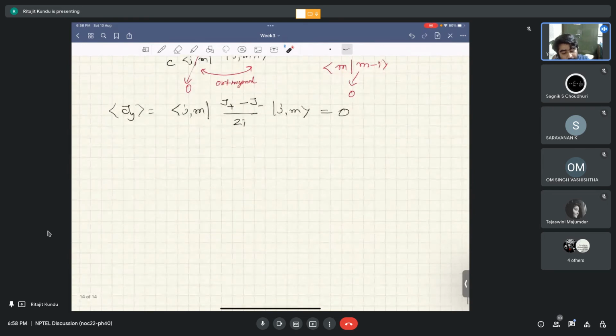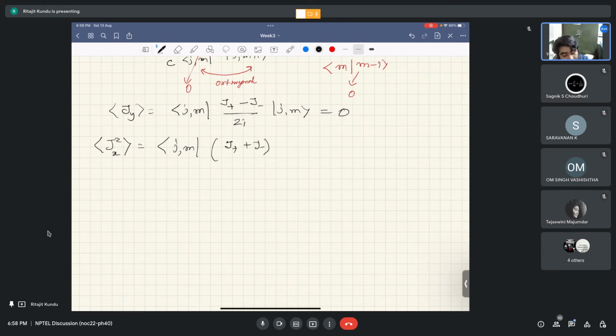So let's look at jy square. Okay, let's look at jx square in fact. For jx square, I will again start from the state j comma m, and sandwich j plus j minus by 2 square, so j comma m. We will find which operators will keep m the same. Only those operators' expectation values will be non-zero. So let's first expand this j plus and j minus.